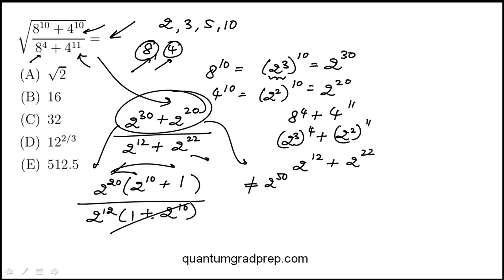You'll notice that these two are the same. Those drop out. We're left with 2 to the 20 over 2 to the 12. Subtract the exponents, and that becomes 2 to the 8.